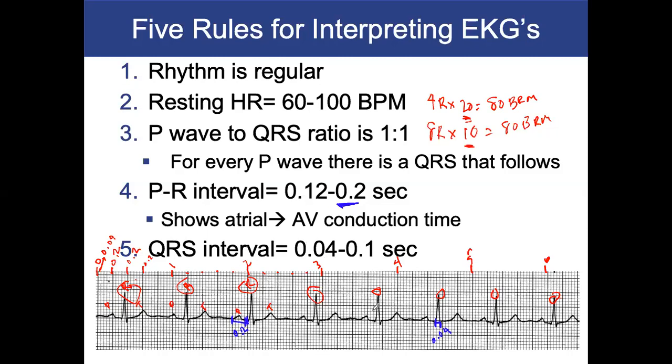So if you take a look at this one right here, this one looks like it's 0.08. That one looks like it's 0.04. That one looks like it's 0.08. That one looks like it's 0.08. Okay, these guys should be 0.1 or less. So not much bigger than 2 itty bitty boxes. Okay, and so I hope that this helps you figure it out.